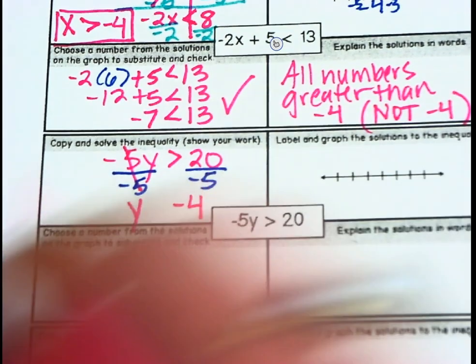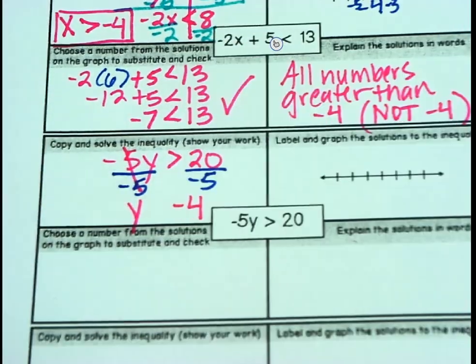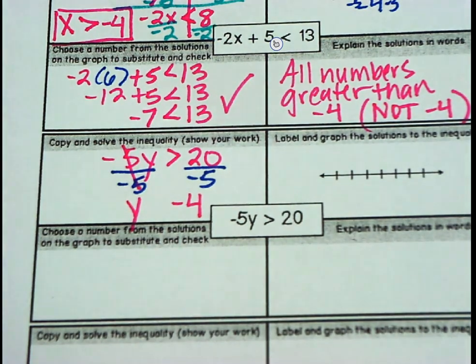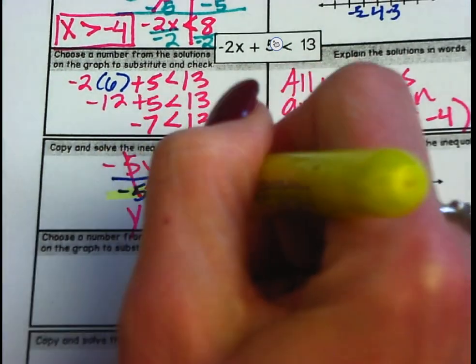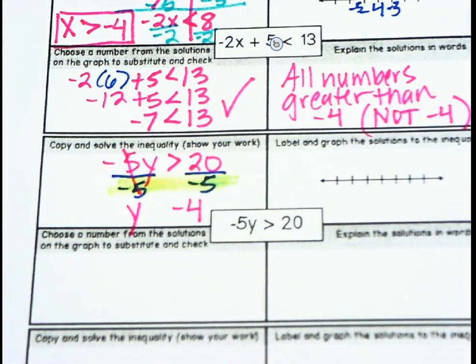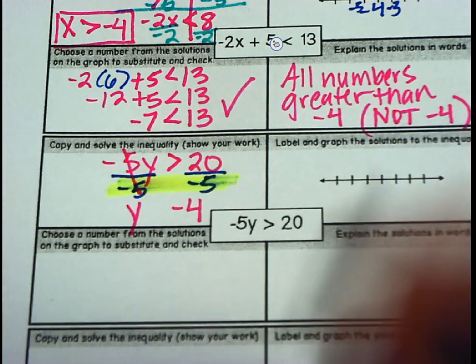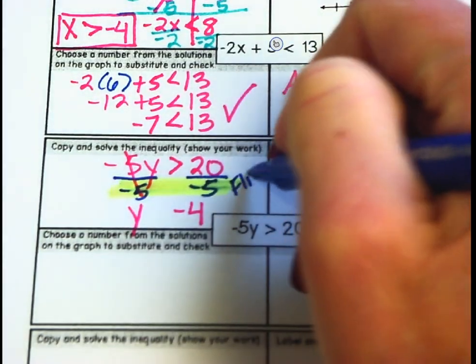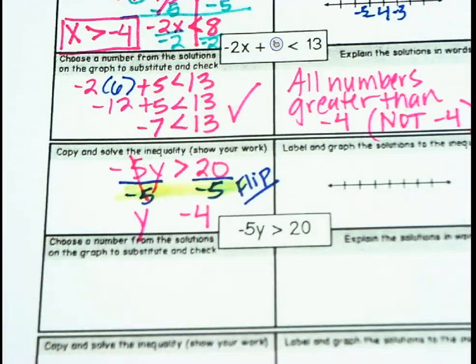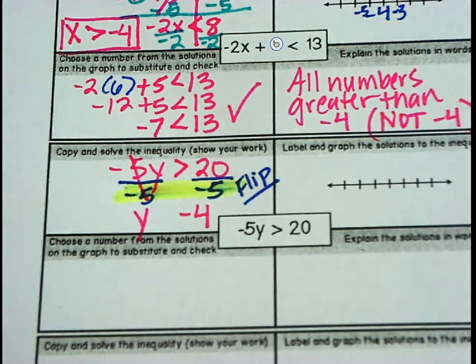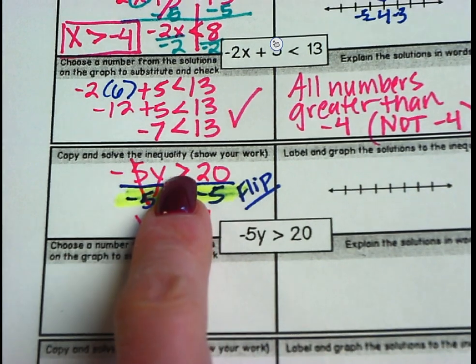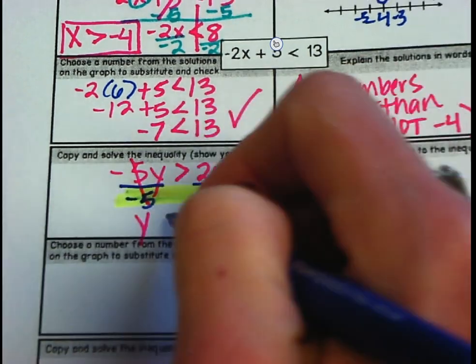And because I divided by a negative, that's really important. I divided by a negative. So what do I need to do? I'm going to flip the sign, because I divided by a negative. So instead of greater than, it's going to be less than.